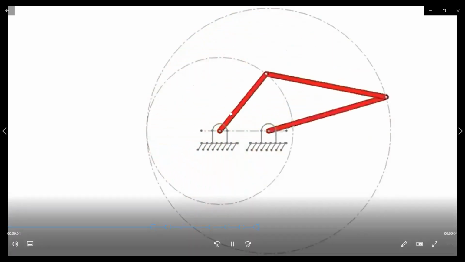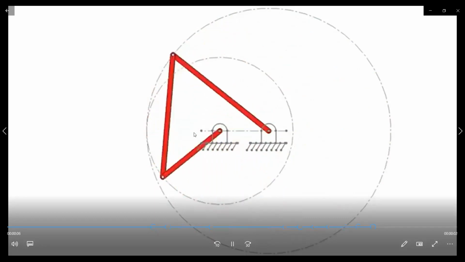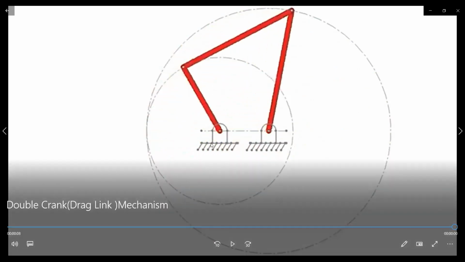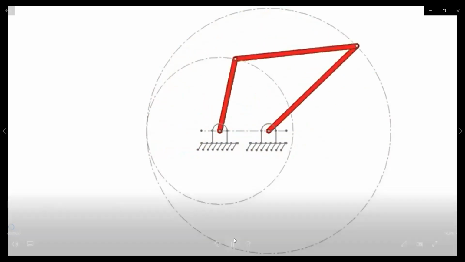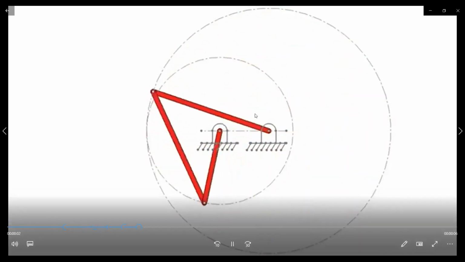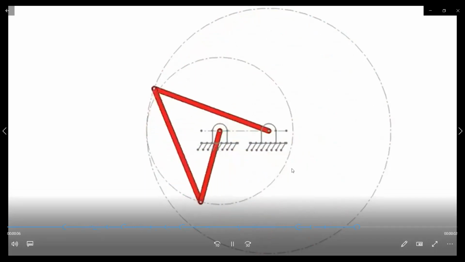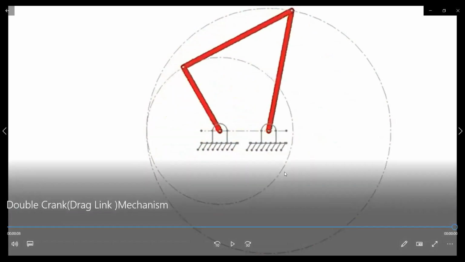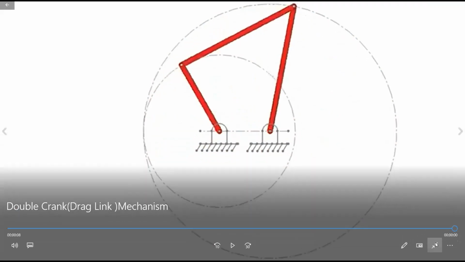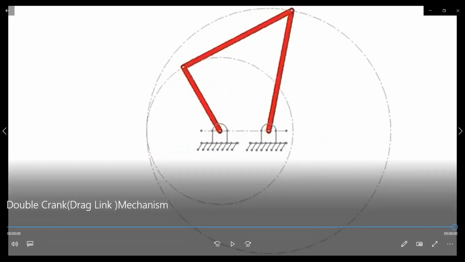See, this is one link which is making a complete rotation. So it is one crank. The second one is this one, which is also making a complete rotation. So it is an example of a double crank mechanism with different crank sizes. Then I will show you a different one.